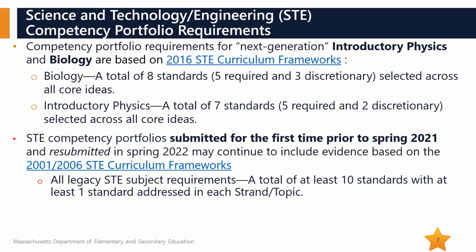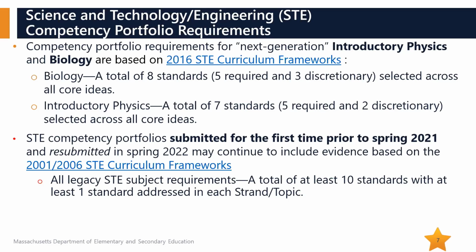For science, the students who are in grade 9 or 10 would be submitting a portfolio based on 2016 STE frameworks only in biology or physics. Only in biology or physics. These are based on the new curriculum frameworks. There's a total of 8 standards required for biology. 5 are specified that the students have to do, and 3 are at discretion or optional. It means the students and educator can choose among the remaining standards and choose 3 of them.